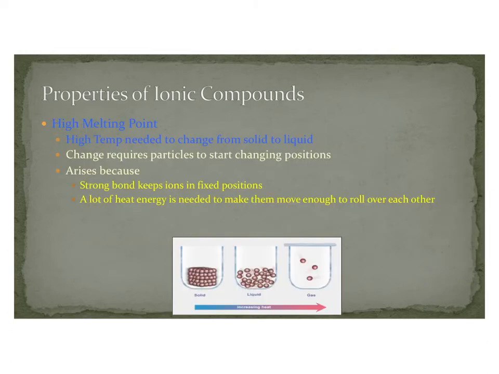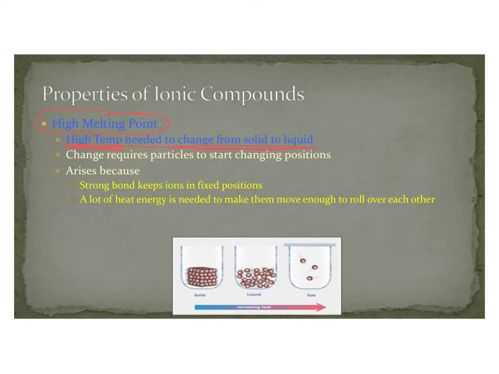Third property that's noteworthy for ionic compounds is that they have a high melting point. Okay, so again, what's melting? Well, that's changing from a solid to a liquid. And if it's a high melting point, that means it takes a high temperature to be able to do that. Okay, so again, if we have a high melting point, what does that mean?